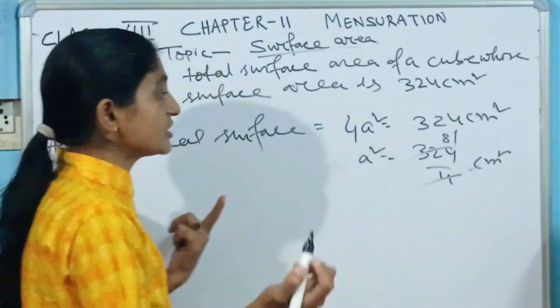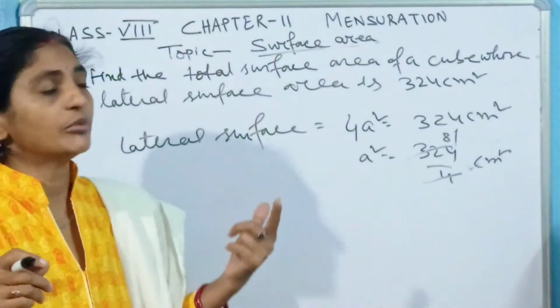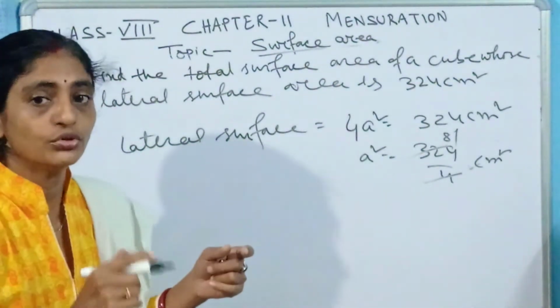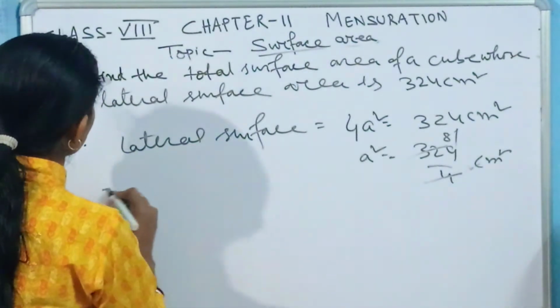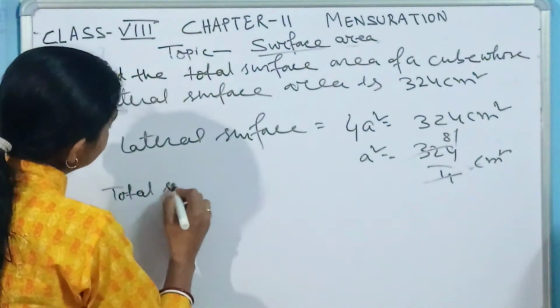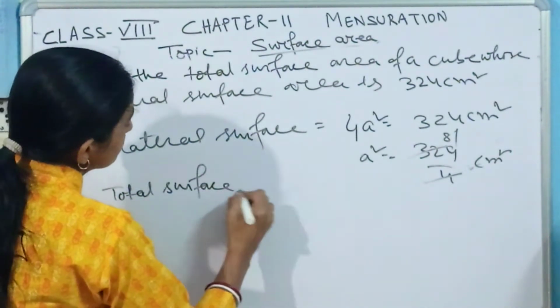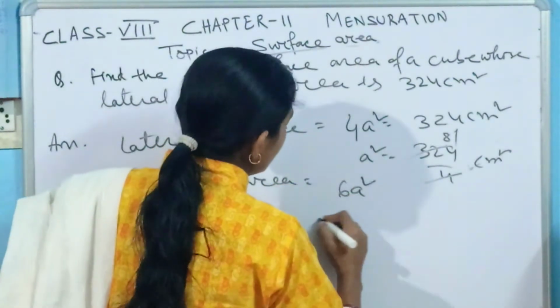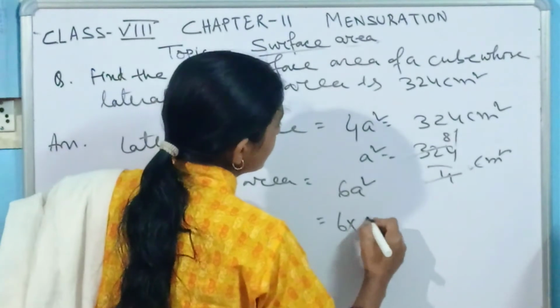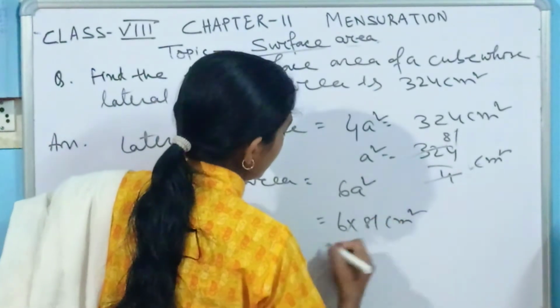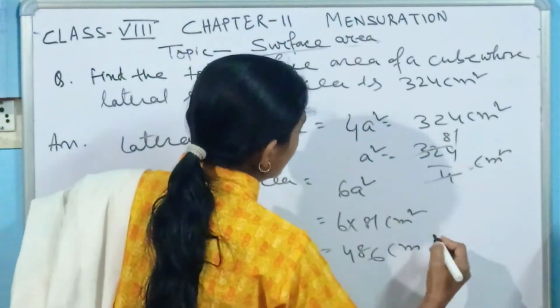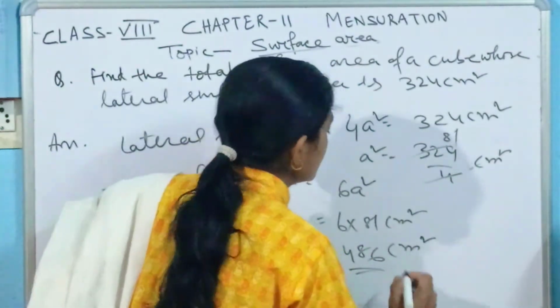Then what will be the total surface area? When we are talking about the total surface area, that means how many faces will we include? Here we will include 6 faces. So total surface area is equal to 6a square. So here it will be 6 into 81 centimeter square. That means 6 1s are 6, 6 8s are 48. So 486 centimeter square. This is your answer.